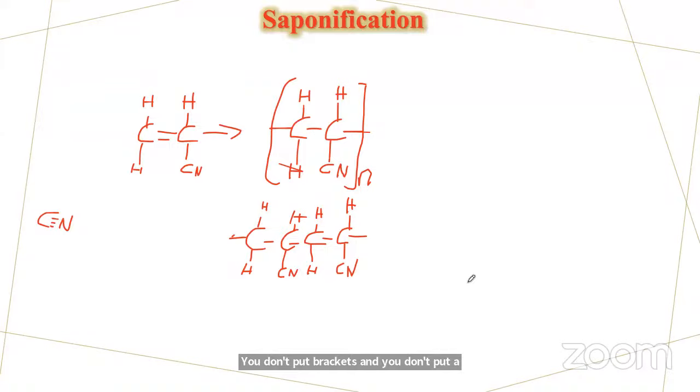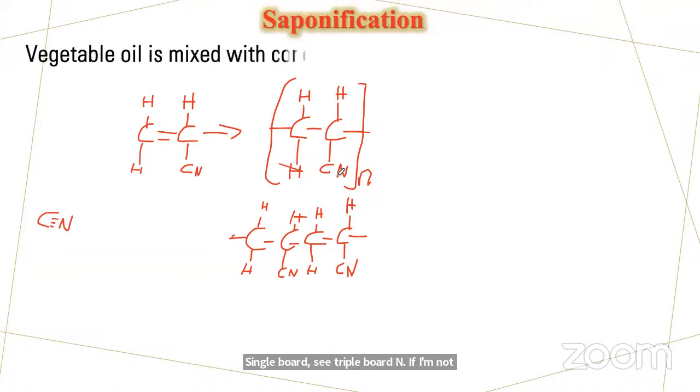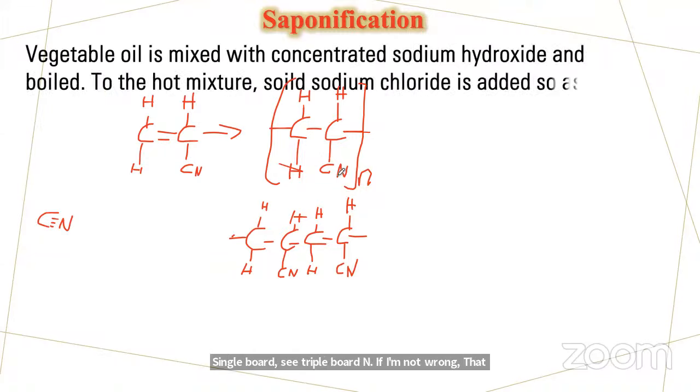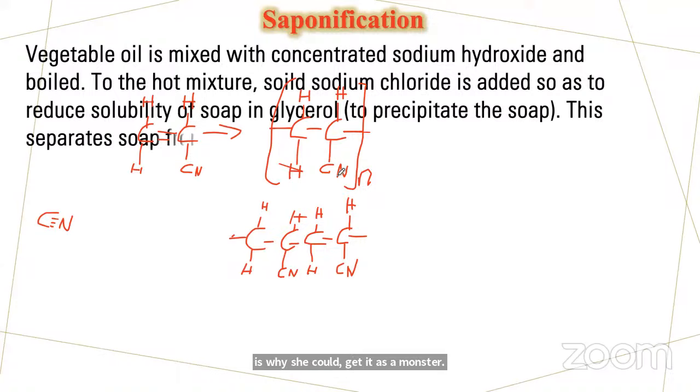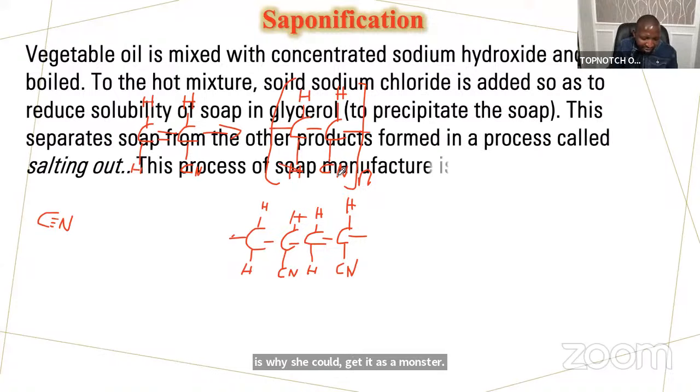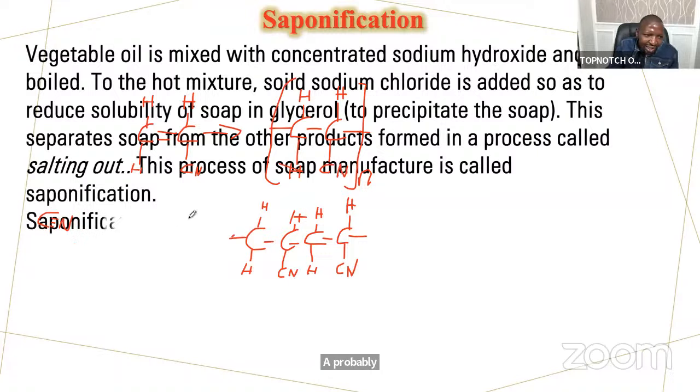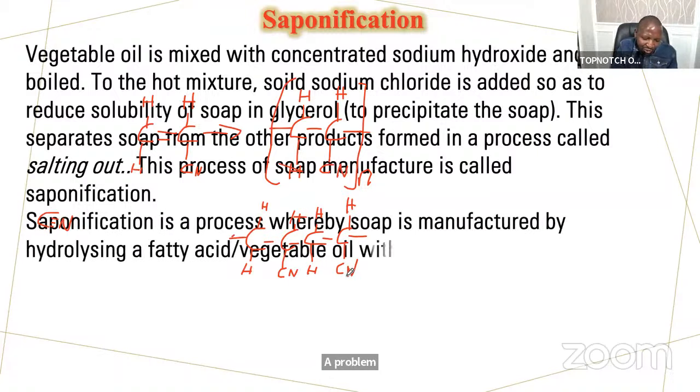And then, I have a question. Mr. Mbaluka, before they ask another question, I think the student wrote that formula directly or in a continuous form, CH2 double bond CH single bond C triple bond N. If I'm not wrong, that is why she could get it as a monster. Some have encountered a problem. The way it is written is just direct. It's only that it is copied from my book.